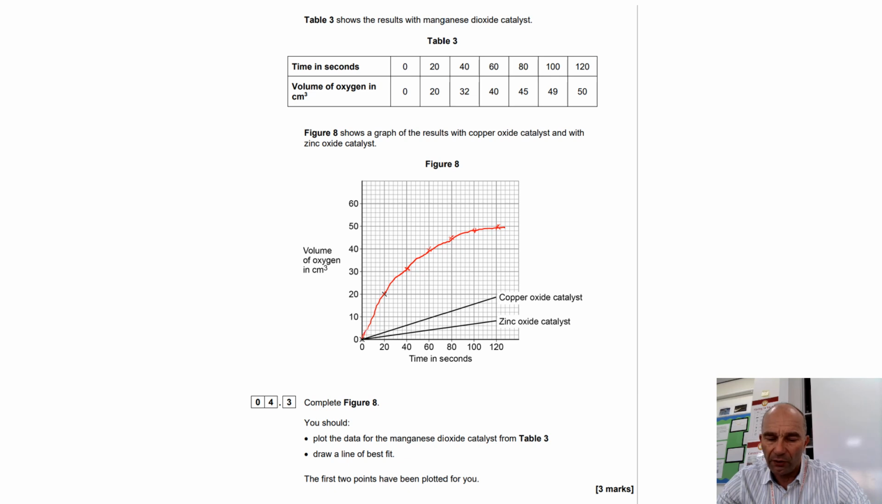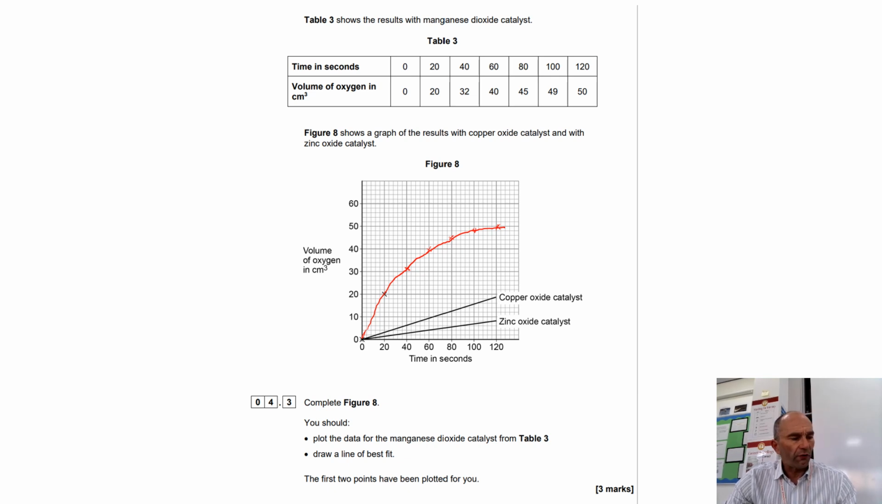Don't be tempted to do a dot to dot with a ruler. You'll automatically lose your mark for the line of best fit. Likewise, don't just draw a trend line with a ruler. This is clearly a curved line. So we pick up our 3rd mark for our line of best fit.